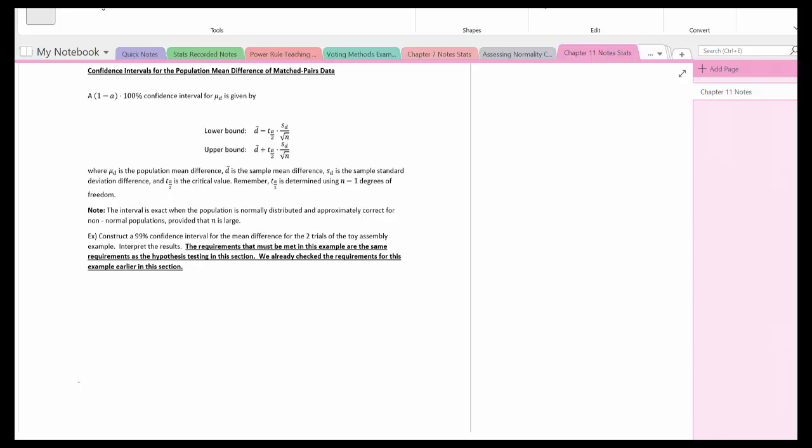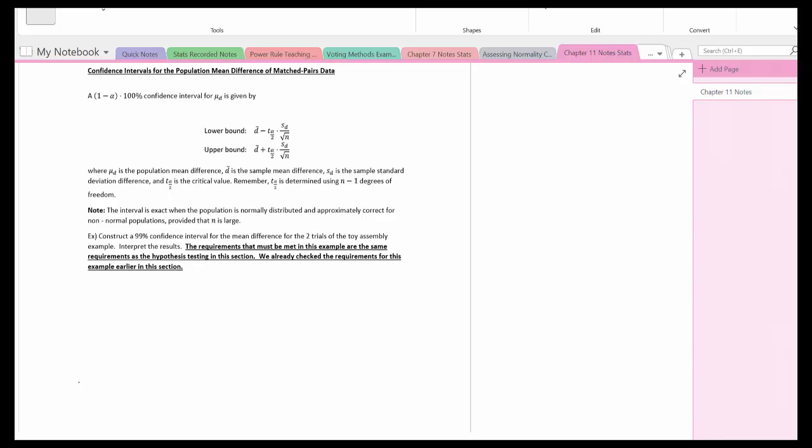Note, the interval is exact when the population is normally distributed and approximately correct for non-normal populations, provided that n is large. So let's take a look at an example. Construct a 99% confidence interval for the mean difference for the two trials of the toy assembly example. Interpret the results. The requirements for the confidence interval are exactly the same as the hypothesis testing for two populations dependent samples. Since we've already written out the requirements prior, I'm not going to write them out again.